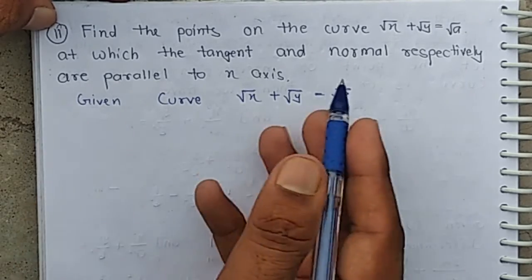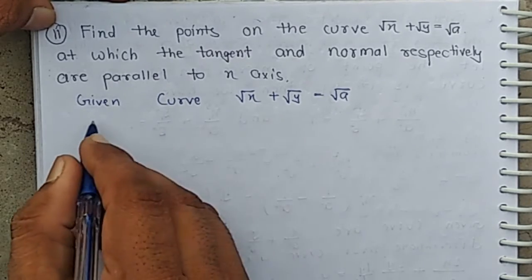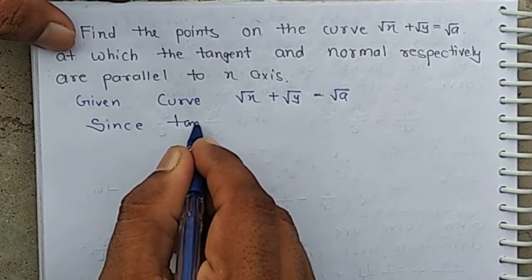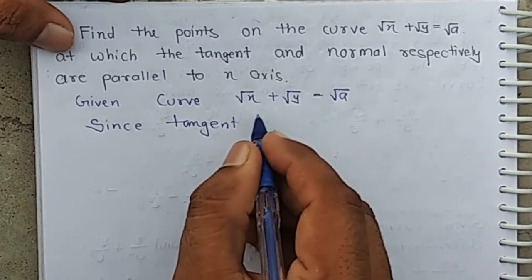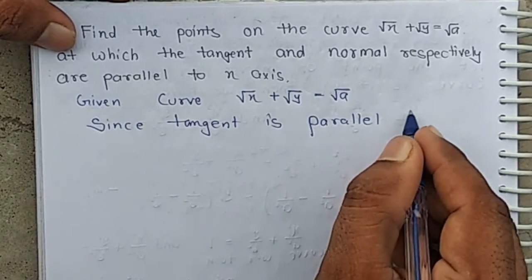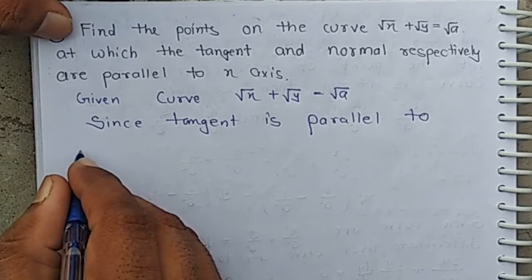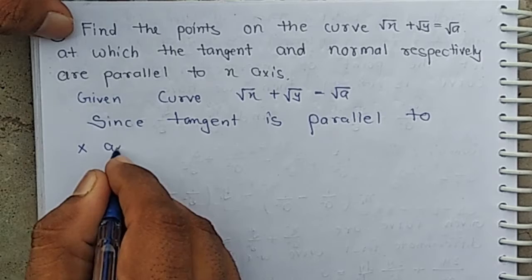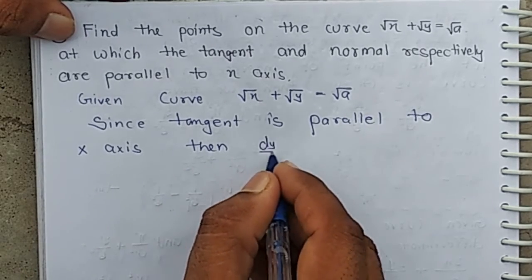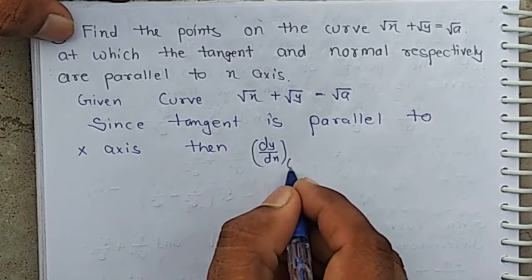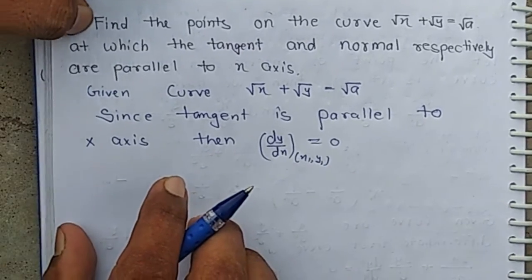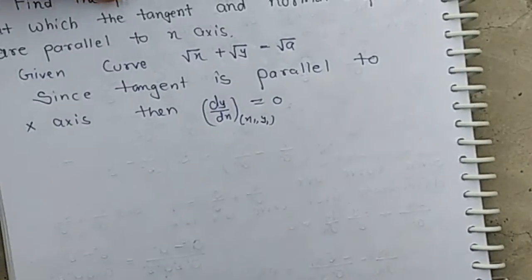Since tangent is parallel to x-axis, then dy by dx at point x1 comma y1 is equal 0. Then we have to find dy by dx at point x1 comma y1.